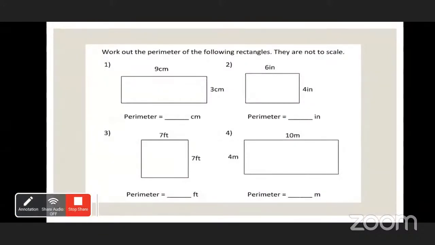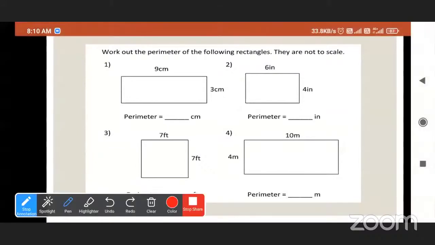Now find the perimeter of the given figures. First one, is it a rectangle or a square? See, what is it? Rectangle. In a rectangle, opposite sides are equal. This one is 9, then this one is also 9, and this is 3. 9 plus 9, 18. 18 plus 6, 24 centimeter. Very good.